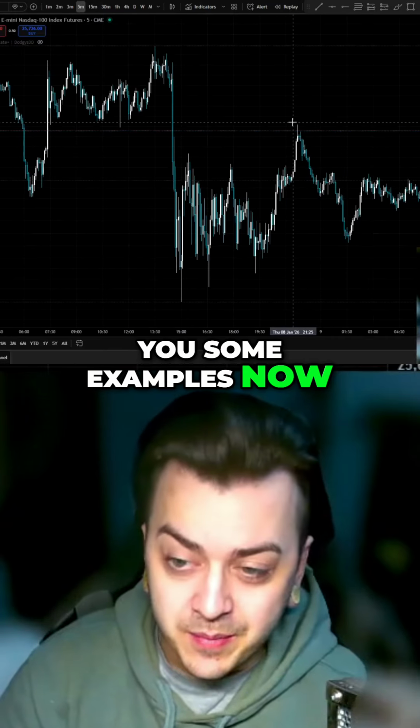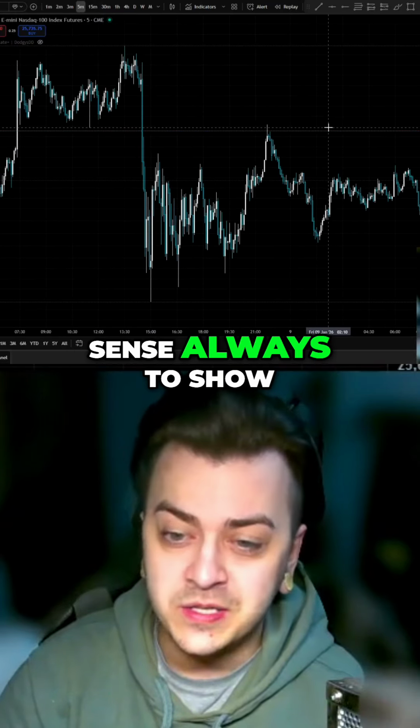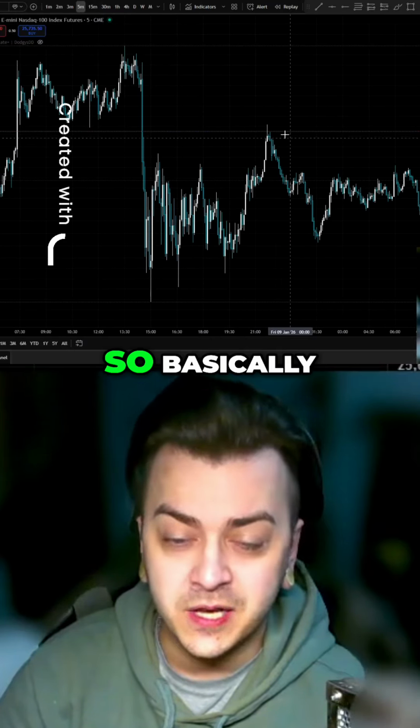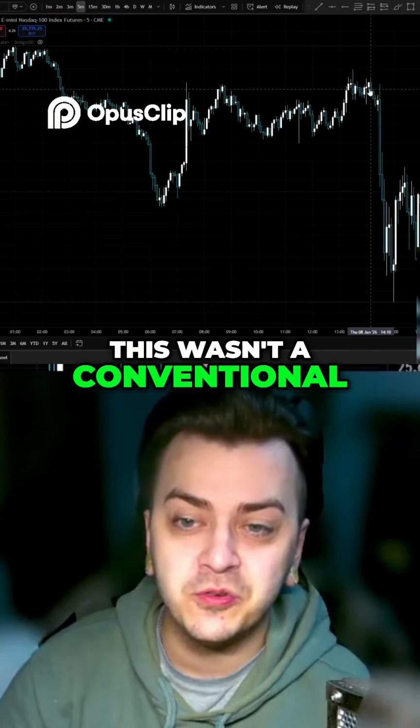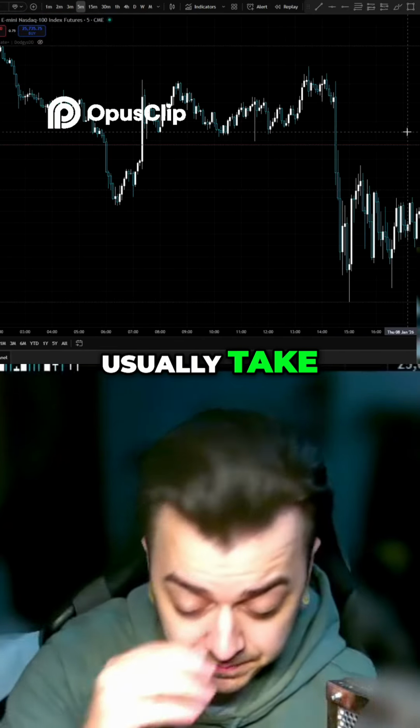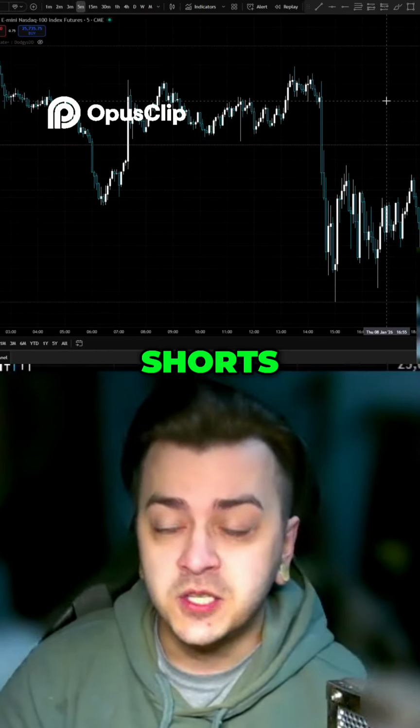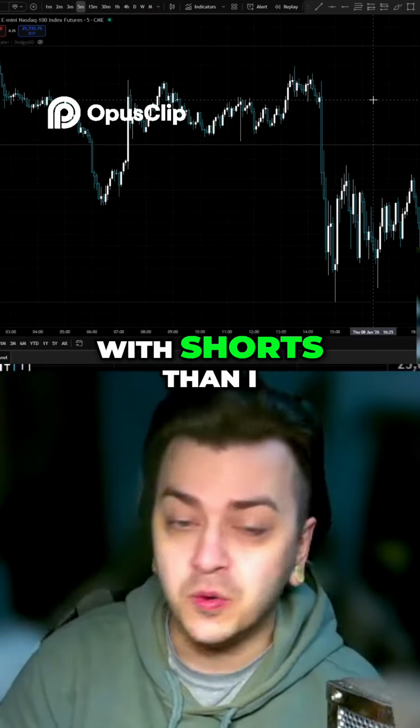Going to show you some examples now, because I think it makes a lot more sense always to show people examples of what you're looking for. So basically yesterday we had this big dump to the downside. This wasn't a conventional trade, and I don't usually take shorts just because I have a lower win rate with shorts than I do with longs.